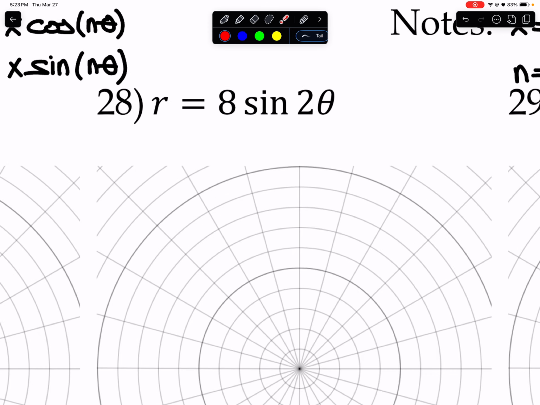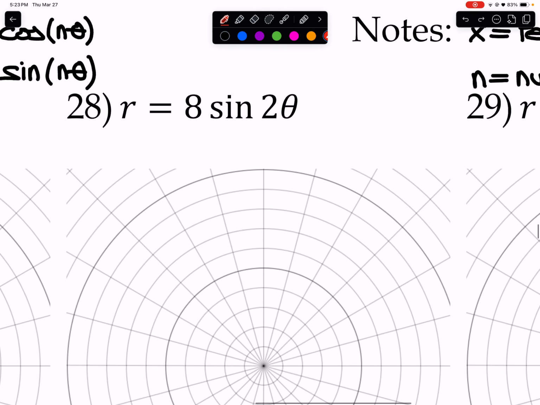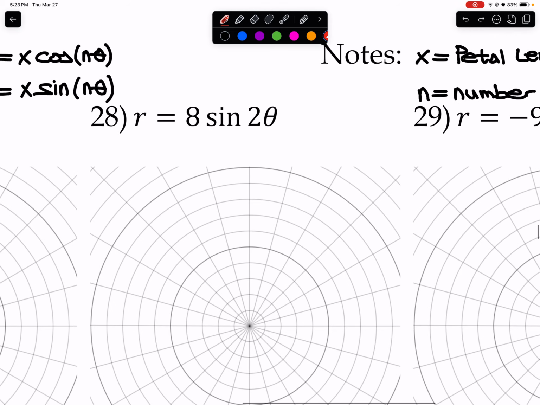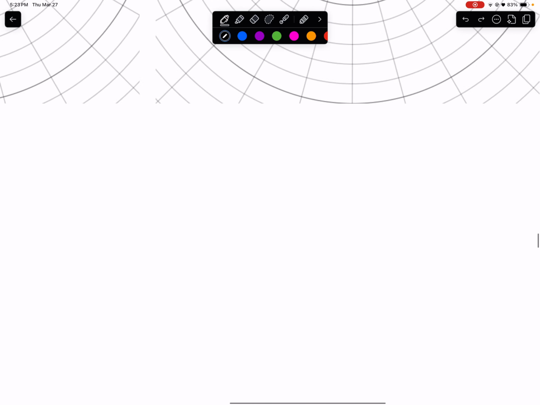So with 28, this tells me I'm going to have a petal length of 8. We're going to be symmetric about the y-axis in some way. And then we're going to be graphing 4 petals is what this tells me. So once again, I'm going to go ahead and do the period value down here. So the period, which is going to be 2 pi divided by my b value, which is 2, tells me the period is going to be pi.